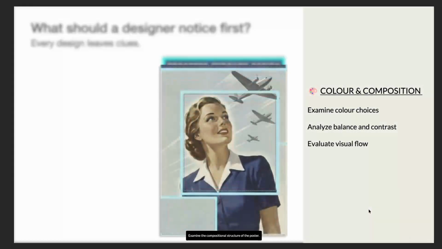Examine the compositional structure of the poster. Consider hierarchy, balance, visual flow, and the role of color. Think about whether color serves a functional purpose, an expressive purpose, or both. Together, composition and color help shape how viewers experience the message.